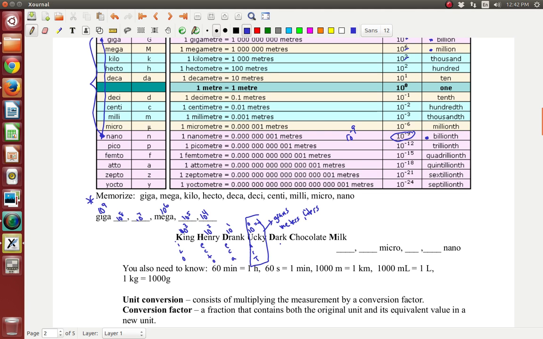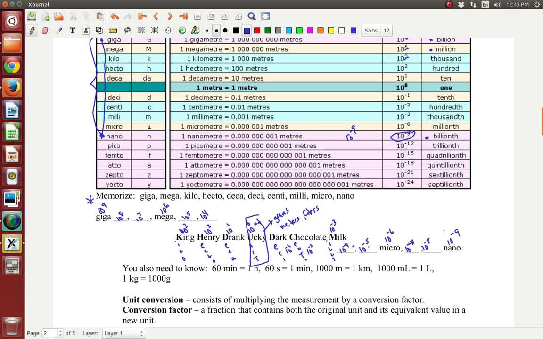Then the D, the dark here, is for deci, which is 10 to the minus 1. The C is for centi, which is 10 to the minus 2. The M is for milli, which is 10 to the minus 3. Then we have two spots held again, minus 4, minus 5. 10 to the minus 6 is micro, minus 7. Minus 8, and 10 to the minus 9.